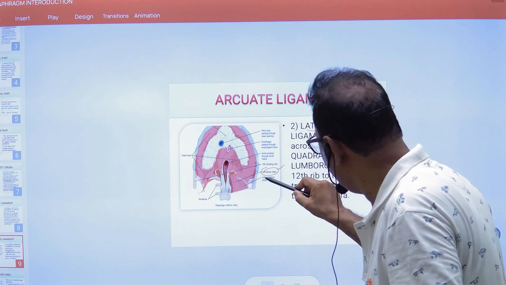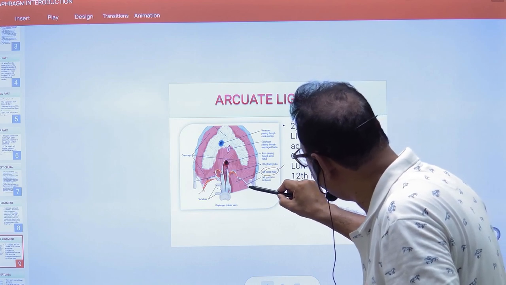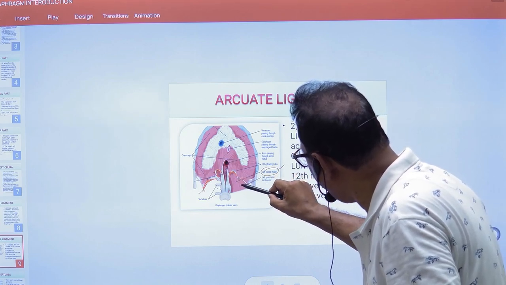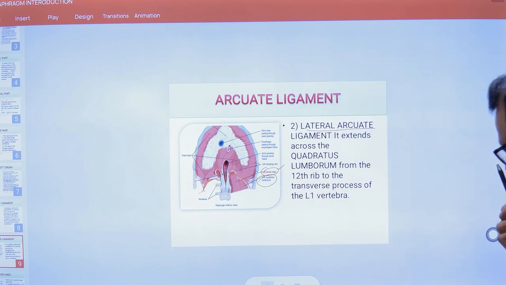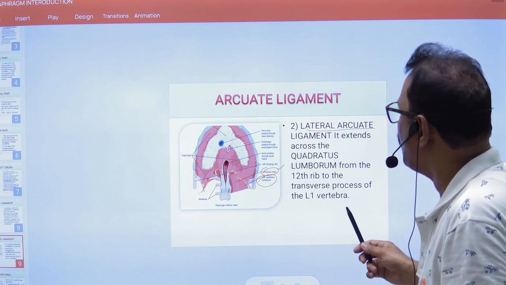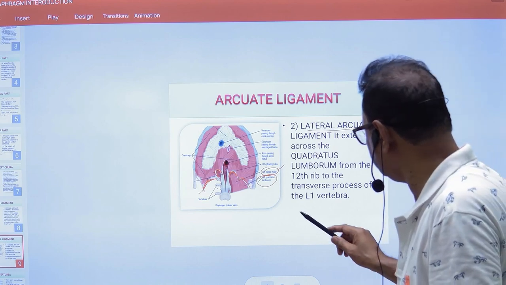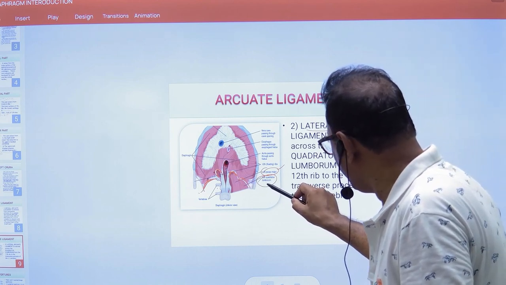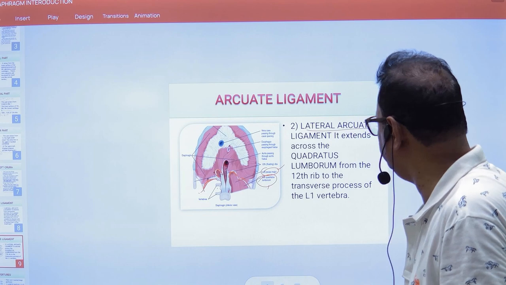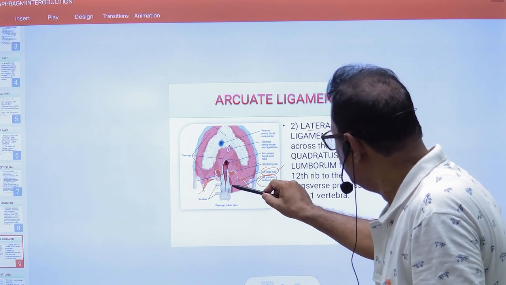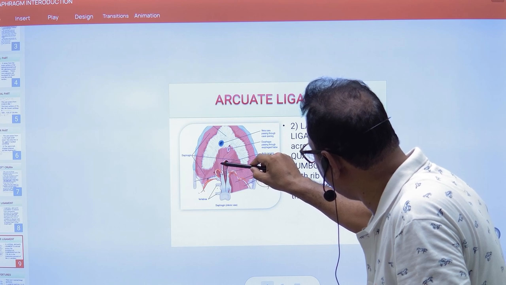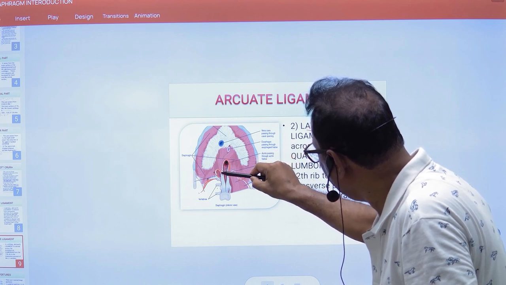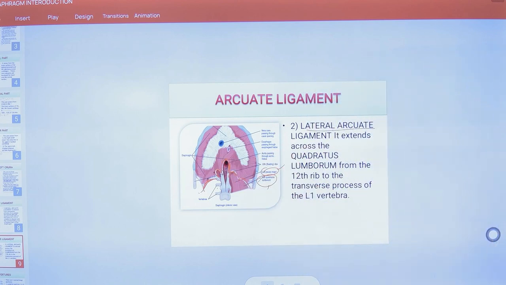This is the left lateral arcuate ligament, and this is over the quadratus lumborum muscle. This will be over the quadratus lumborum muscle. The right crest of diaphragm and the left crest of diaphragm together form the median arcuate ligament.